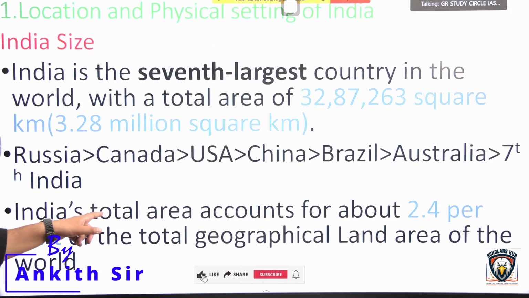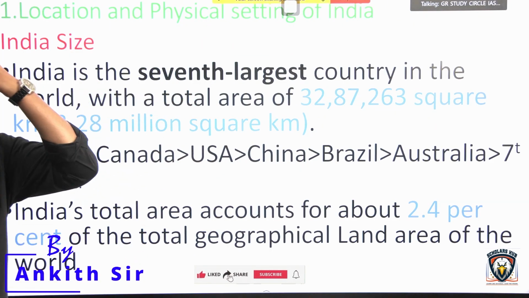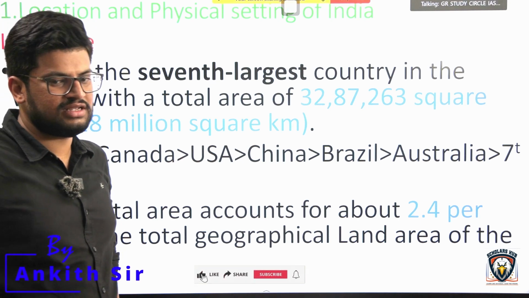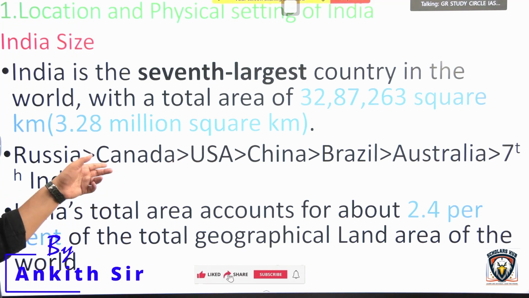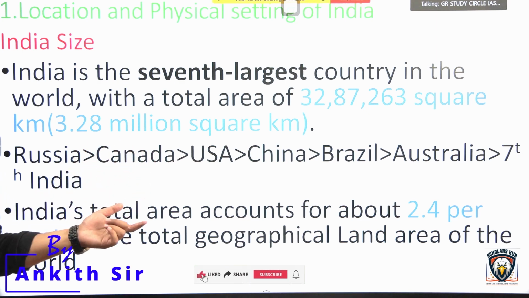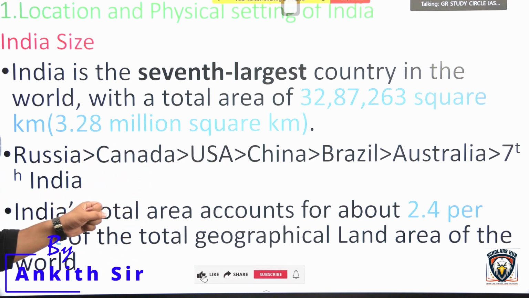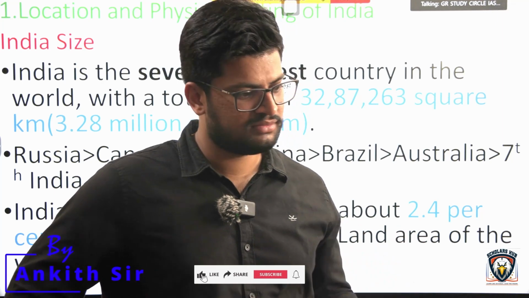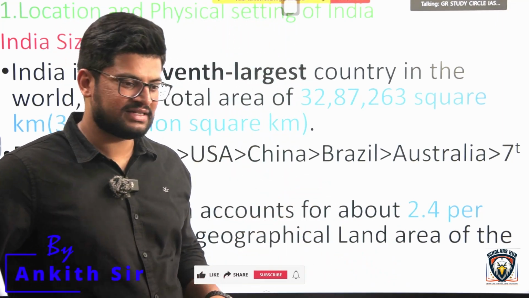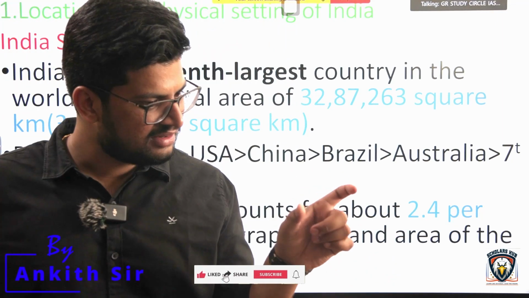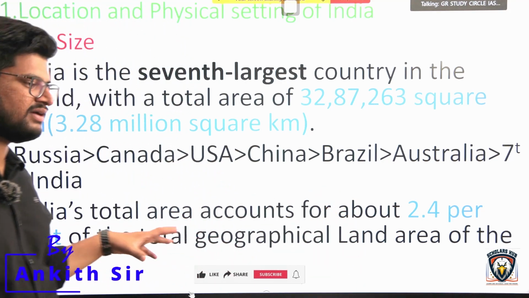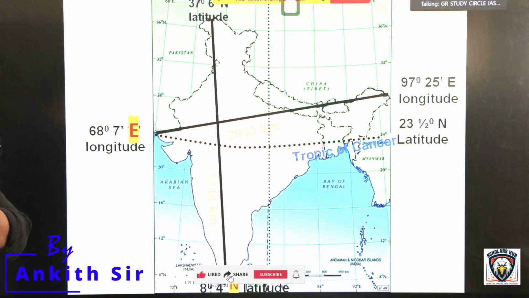So total 8. So size of India, 7th largest country. Area is around 32,87,263 square kilometers. So seventh largest country after Russia, Canada, USA, China, Brazil and Australia. India's total area accounts for around 2.4% of the world's area. If the world is 100 acres of land, India is 2.4 of it. We have 2.4% land, but do you know our population? World population share is 17.5%. Land is 2.4%, but population is 17.5%. So that's why we have the problem of population density.